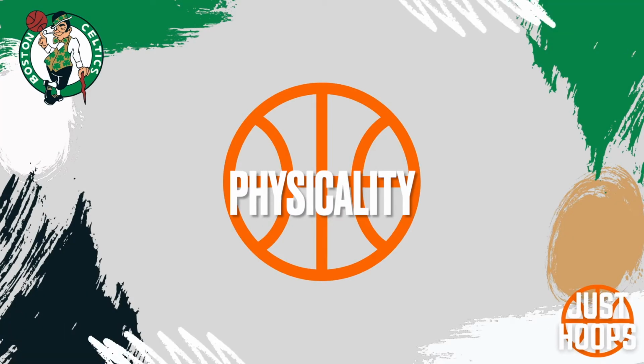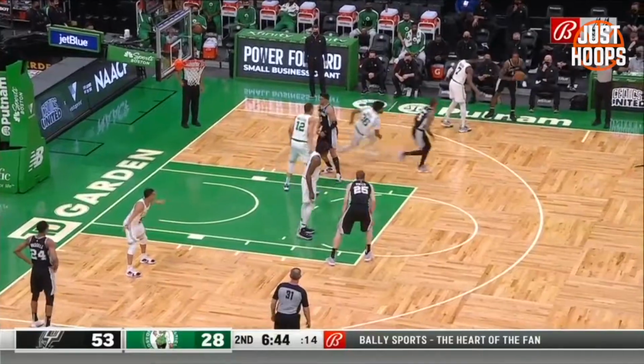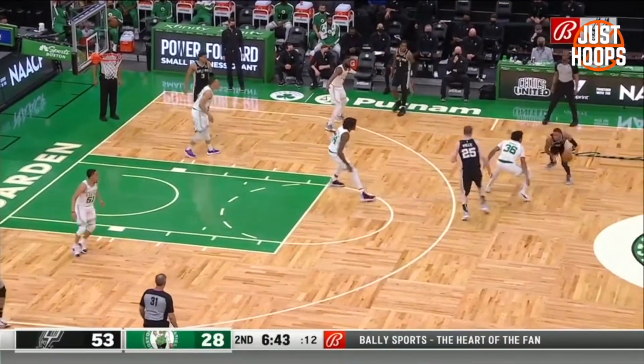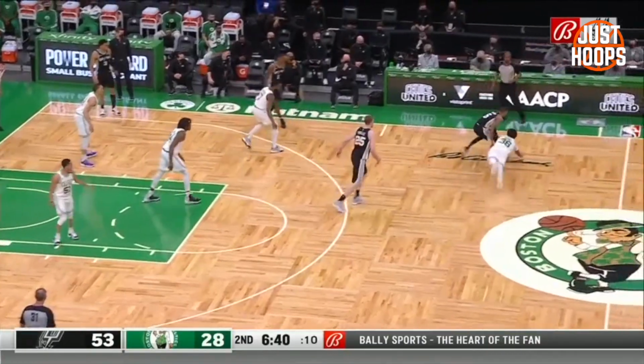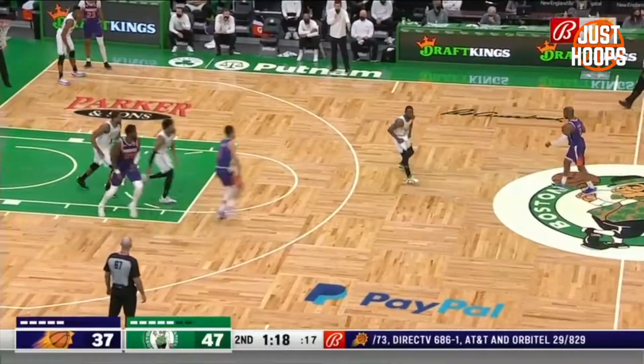Now, let's talk about being physical on defense. Marcus Smart is one of the best in the game at making his presence known on the ball. Let's talk about it a little bit more in depth.